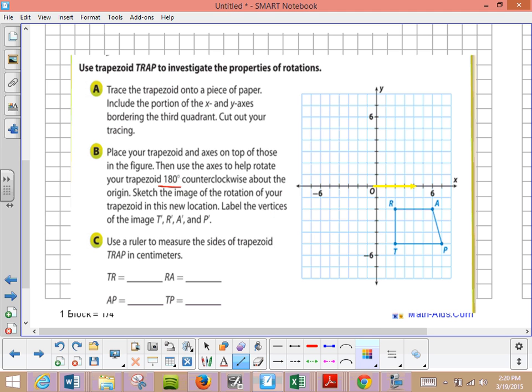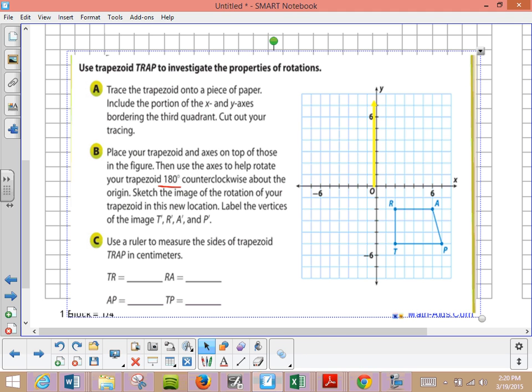Yellow. And if I'm going 90 degrees, I must land right there. This thing just doesn't like me today. Okay. So I should land right there, right?